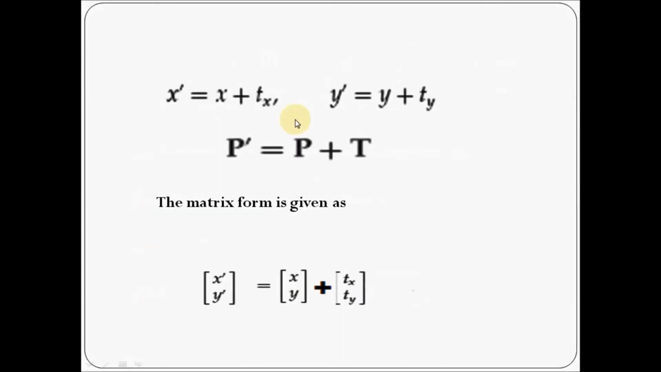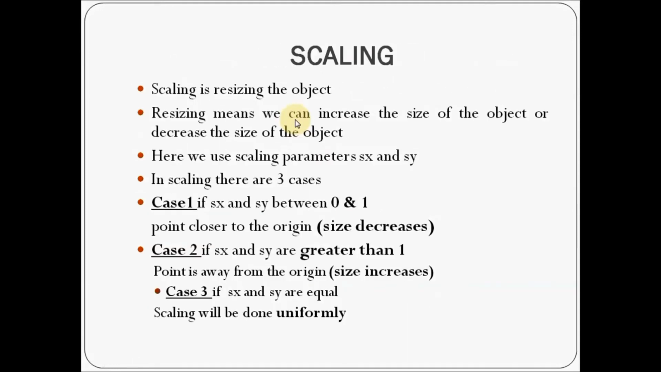So this is the first transformation, that is translation. That means you can move your object from one position to another position. Now I'll move on to the second transformation, that is scaling. Transformation means you can manipulate your object, and scaling is also one type of manipulation. So what is scaling here? Scaling is resizing the object. Resizing means we can increase the size of the object or we can decrease the size of the object.